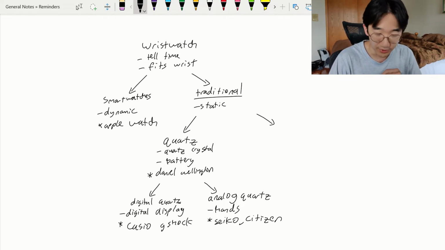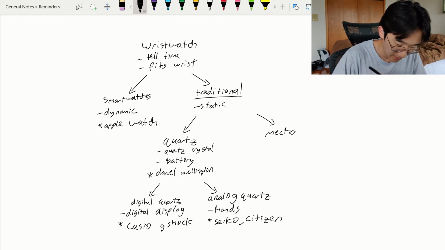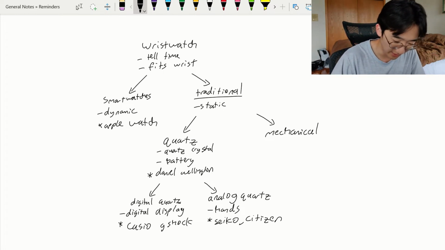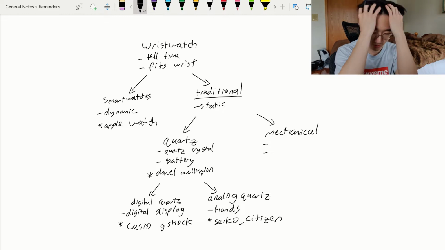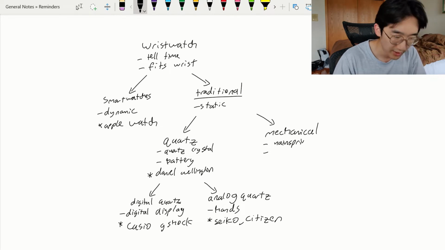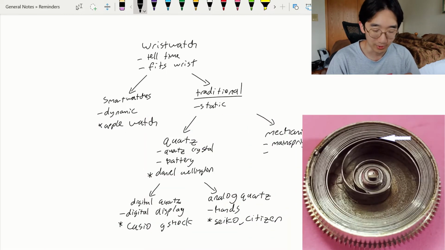If we flip over to the other side, we have mechanical watches. So mechanical watches, again, we're going to do two main things. There's a lot of different parts to a mechanical watch, but two main things is that there's a mainspring. So think of it like a wind-up toy, right? You wind up a toy and then it goes, or maybe like a wind-up car. Mechanical watches are kind of similar. You wind up a mainspring, and that's where the power comes from.